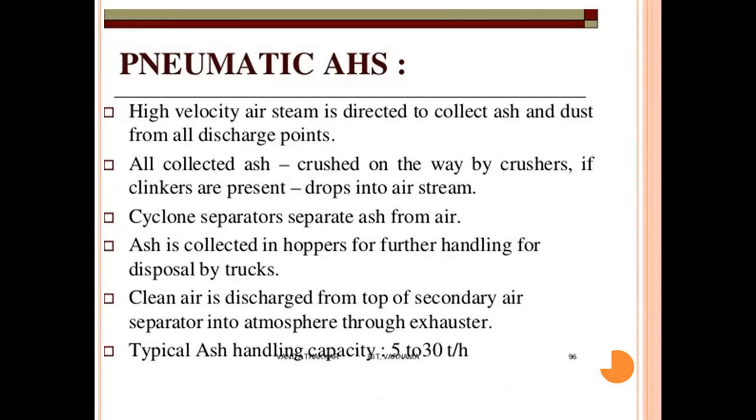The cyclone separator separates ash from air. Ash is collected in the hopper for further handling for disposal by truck. Clean air is discharged from the top of the secondary separator into the atmosphere through the exhauster. Typical ash handling capacity is 5 to 30 tons per hour.